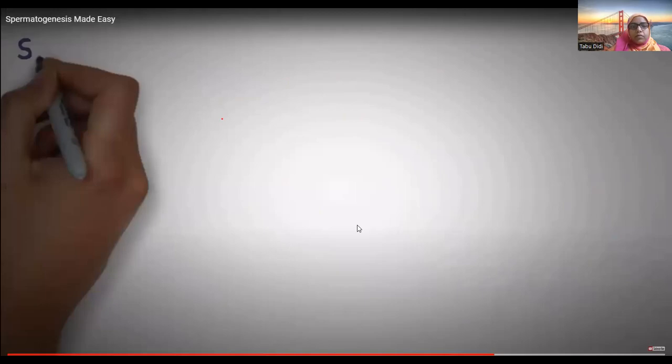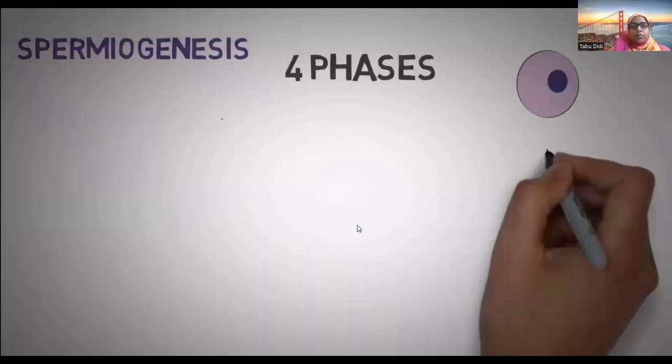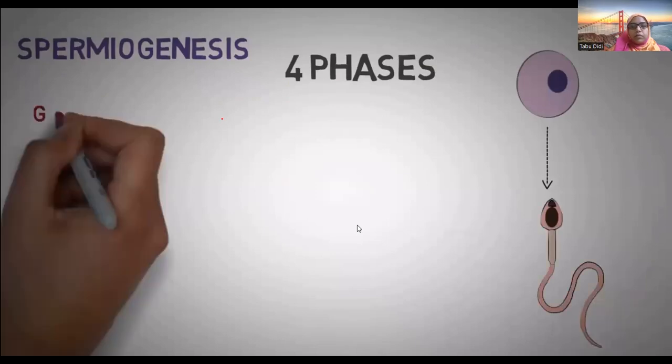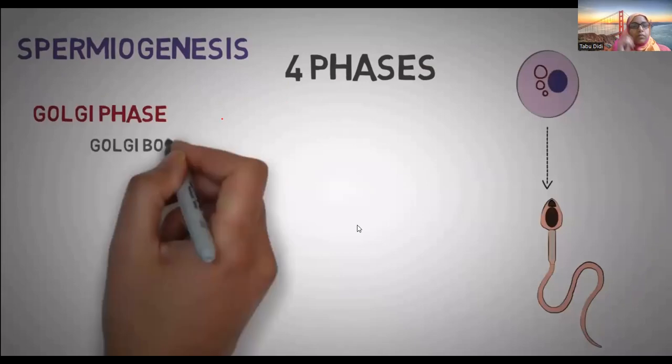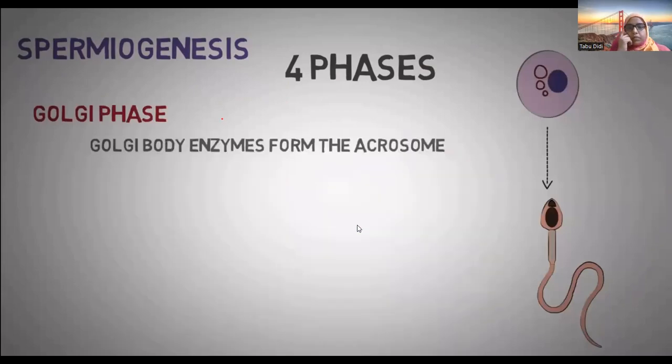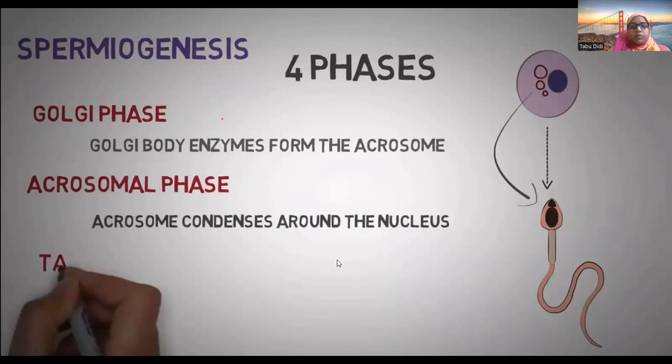The process of spermiogenesis is basically divided into 4 phases, which converts an immature sperm into a mature sperm. The first is the Golgi phase, where the Golgi body present in the spermatid forms the enzymes of the acrosome. The second is the acrosomal phase, where the formed acrosome condenses around the nucleus to form the cap.